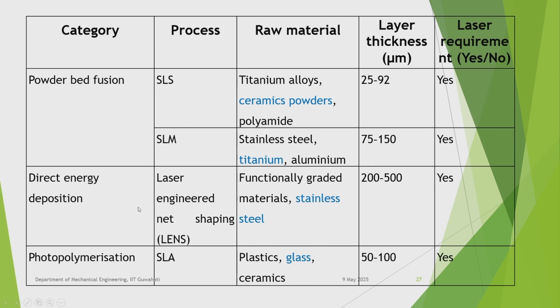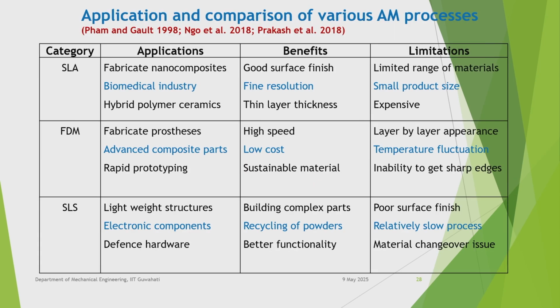Then direct energy deposition, an example is laser engineered net shaping. We can make functionally graded materials where the properties keep changing in a continuous manner from place to place, and we can use stainless steel also. Layer thickness is 200 to 500, and there is a requirement of laser. Photopolymerization, an example is SLA, we can make plastic, glass, ceramic, layer thickness is 50 to 100 and laser requirement is there. Then, besides these examples, there are some benefits and limitations.